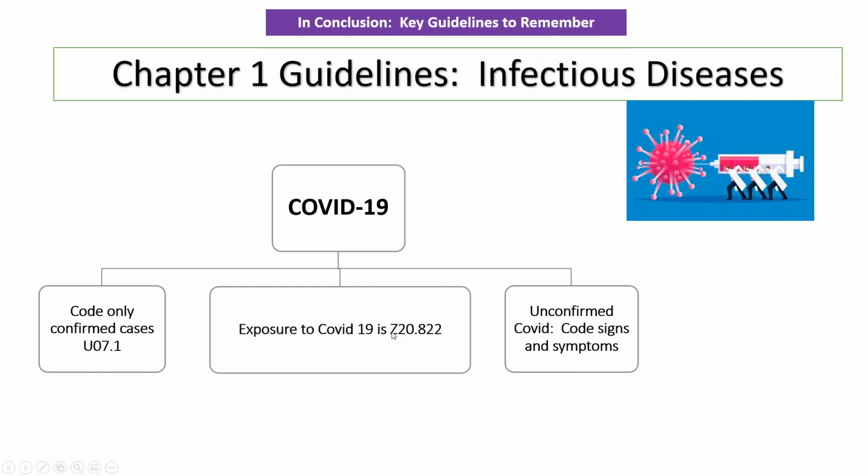Exposure to COVID-19 is Z20.822, and for unconfirmed COVID, code the signs and symptoms. Don't forget to code those. You're going to code them first. But if they've been exposed, code those signs and symptoms first, followed by your exposure code. These are your key sequencing guidelines to remember.